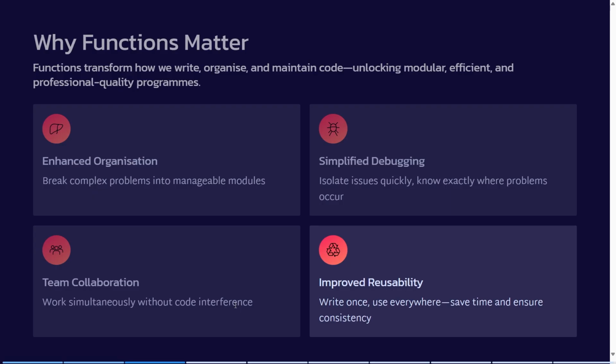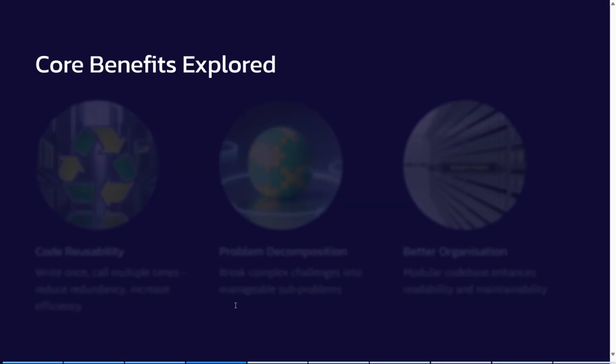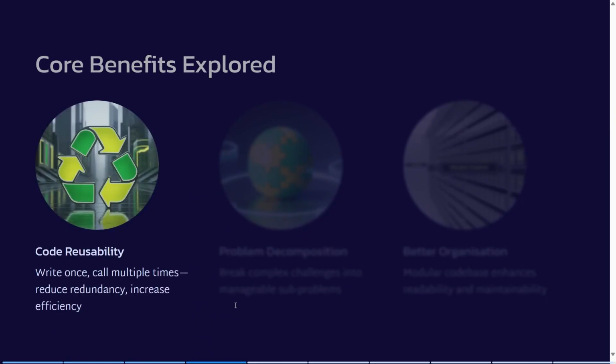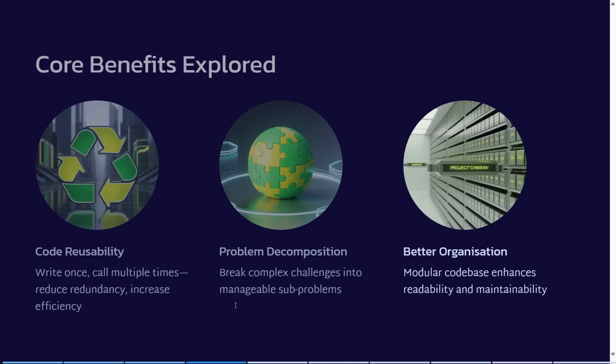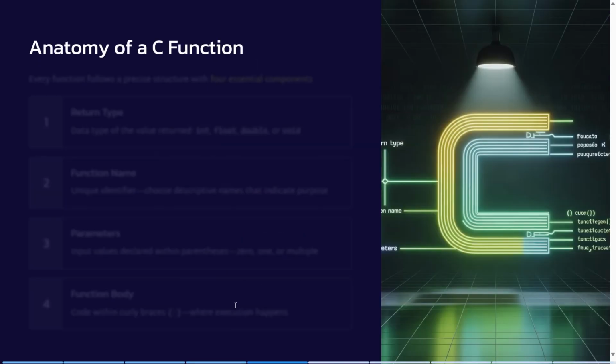Now, these functions are of two types, inbuilt and user defined. Now we are going to learn how we can create a user defined function. What are the core benefits? Code reusability, problem decomposition, and better organization. So let us understand the anatomy of a C function. Every function follows a precise structure with four essential components.